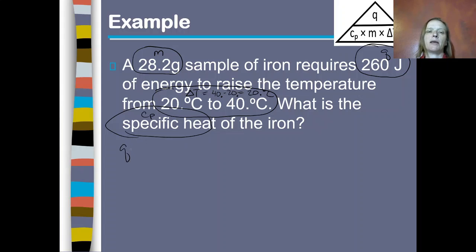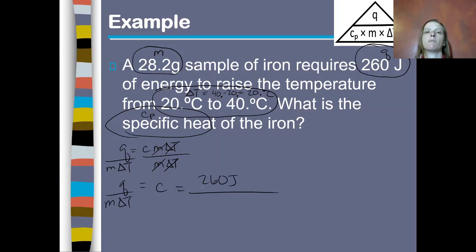Okay, again, my base equation is Q equals C times M times delta T, but just like we did with question 2, we can divide away the M and the delta T on both sides of the equation so that we get C all by itself. The equation we're going to use is Q divided by M and delta T. So my Q value is 260 joules. My M value is 28.2 grams. And my delta T value is 20 degrees Celsius.